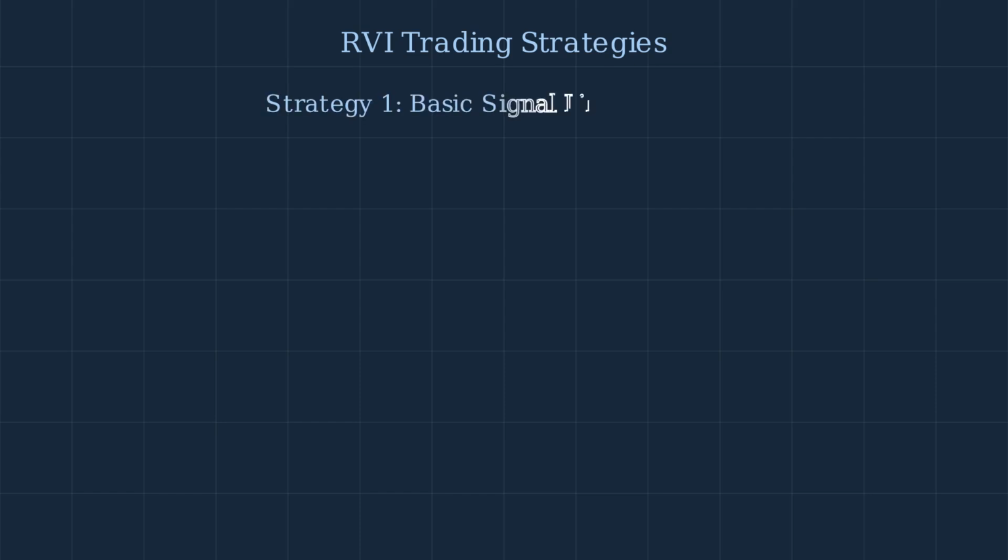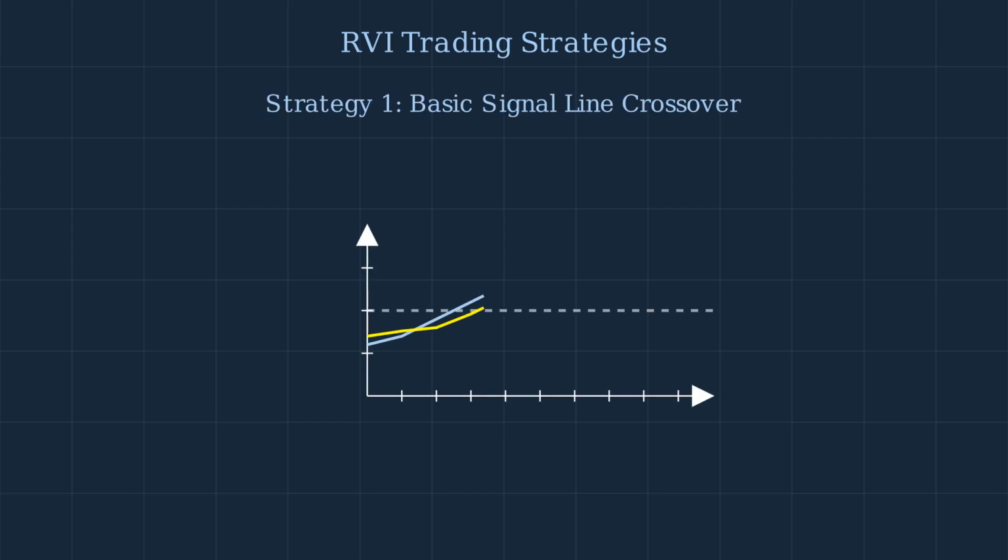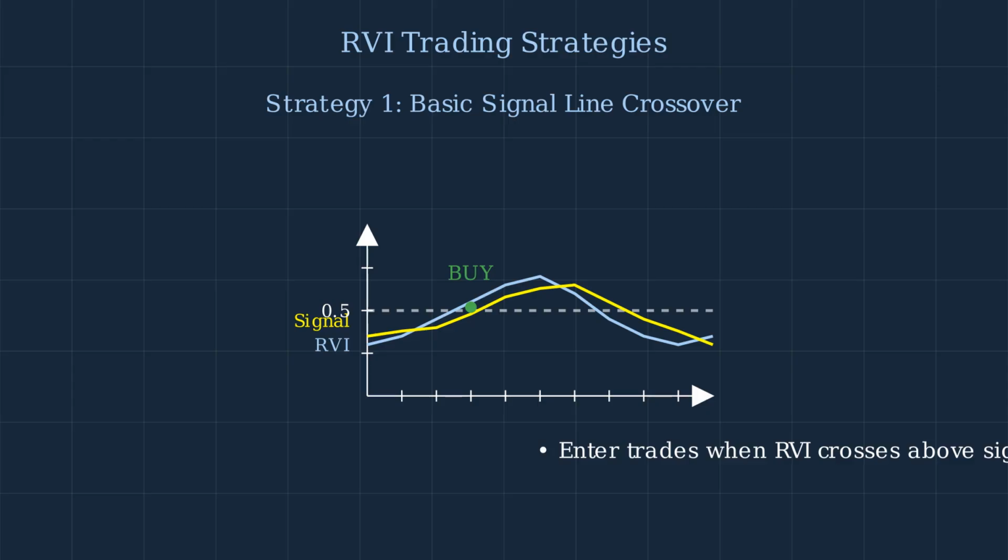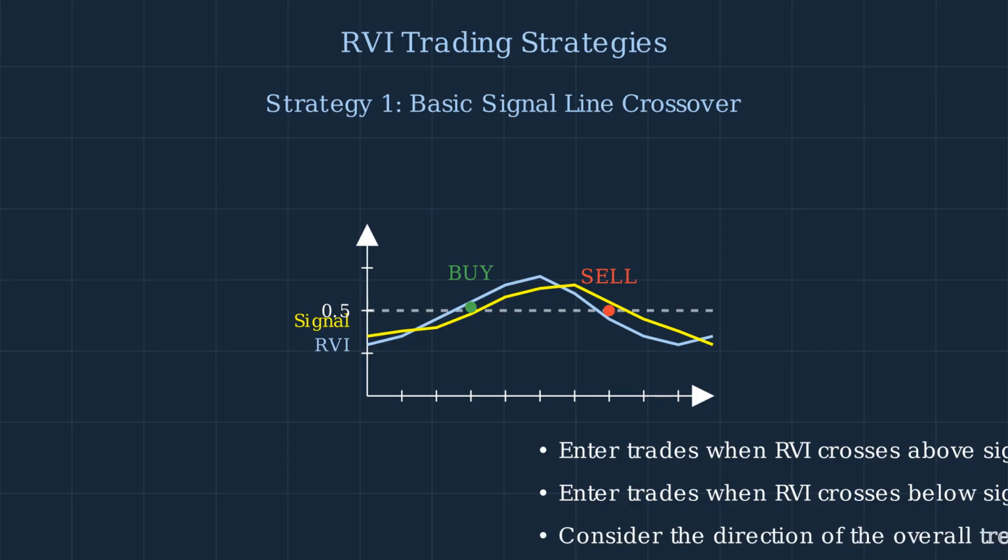The basic RVI trading strategy involves entering trades when the RVI line crosses the signal line. A bullish signal occurs when the RVI crosses above the signal line, while a bearish signal appears when it crosses below. For bullish entries, look for the RVI to cross above the signal line. This indicates increasing buying momentum. For bearish entries, look for the RVI to cross below the signal line, showing increasing selling pressure. Always consider the direction of the overall market trend before entering any trade based on these signals.